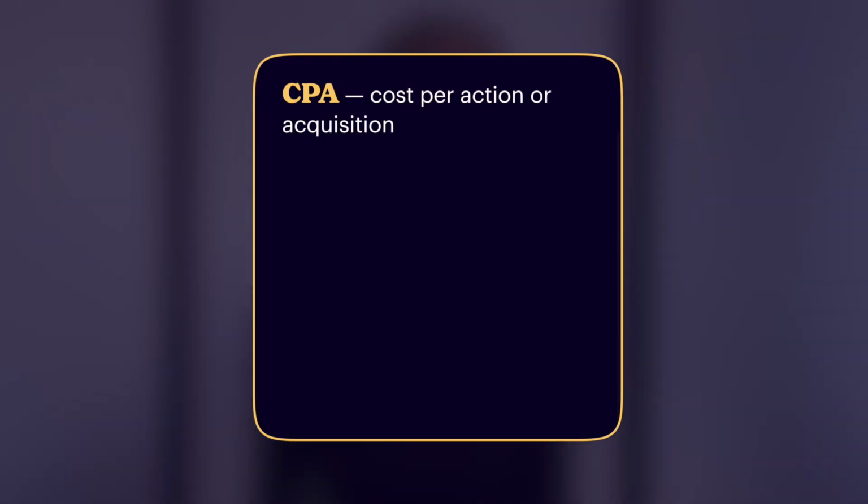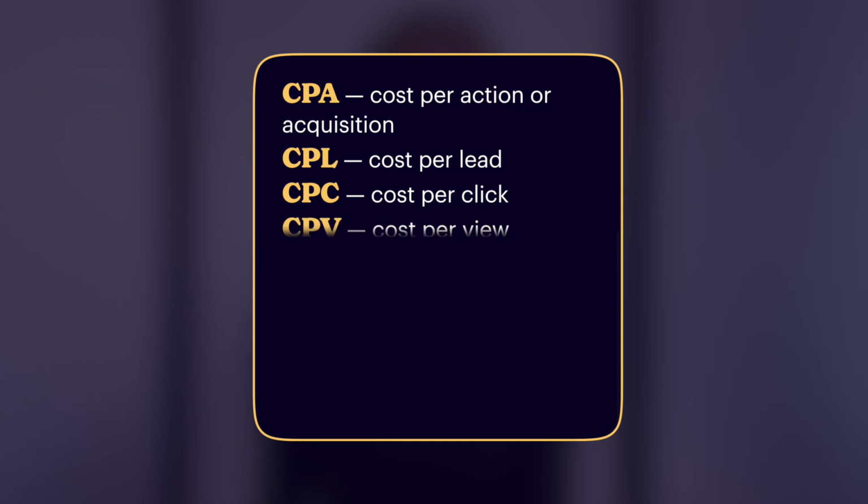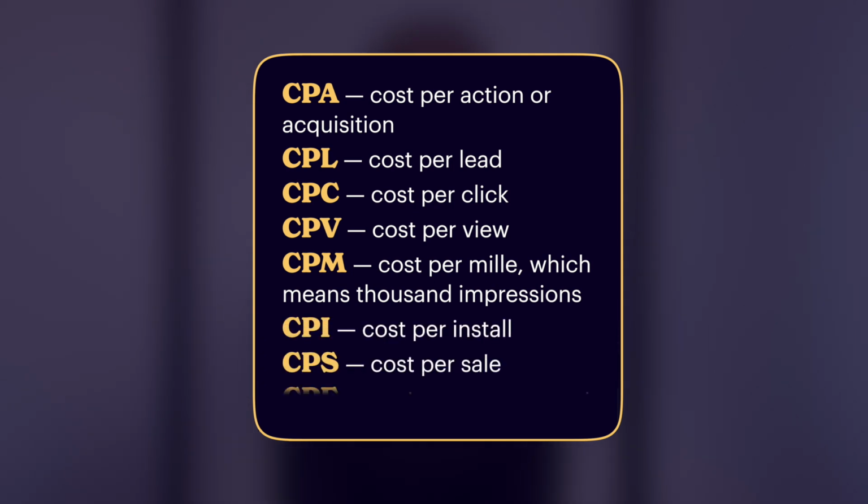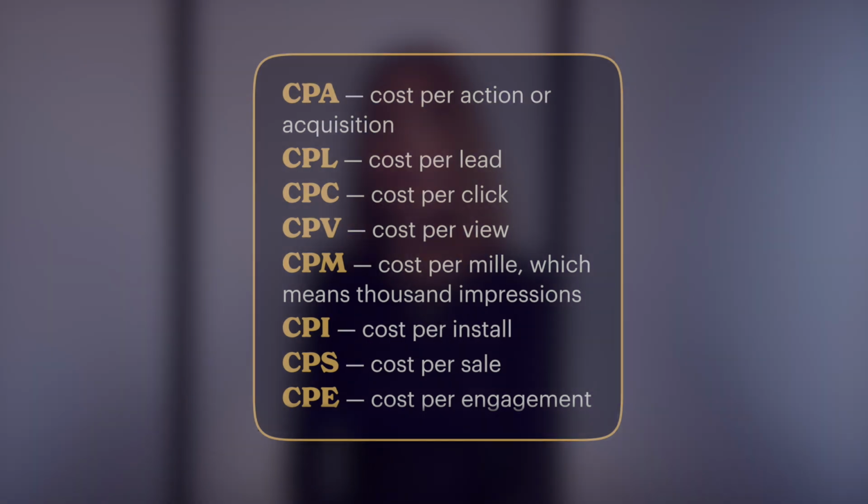CP stands for cost per, so every term describes what you are paying for. CPA, cost per action or acquisition. CPL, cost per lead. CPC, cost per click. CPV, cost per view. CPM, cost per mile, which means 1,000 impressions. CPI, cost per install. CPS, cost per sale. CPE, cost per engagement. See, nothing scary so far. We'll discuss some of these models in detail later, but first, let's find out where they come from and how they have evolved.